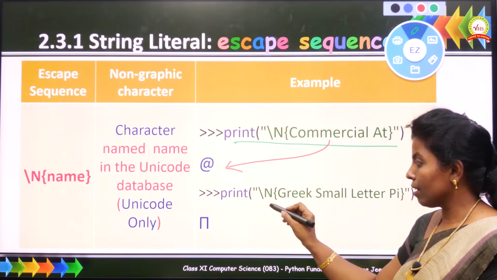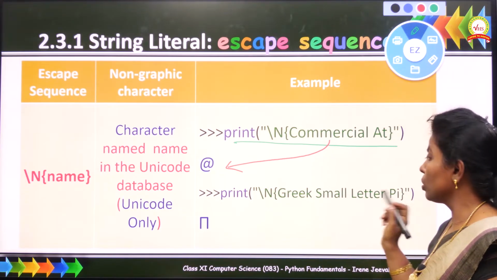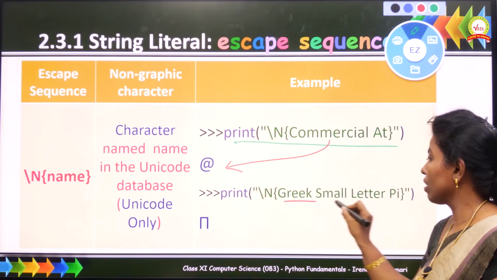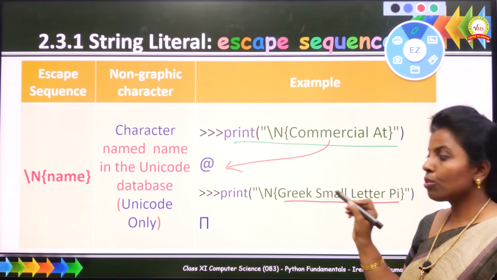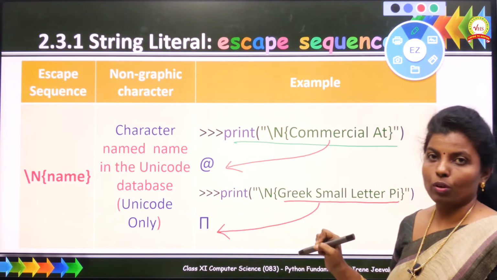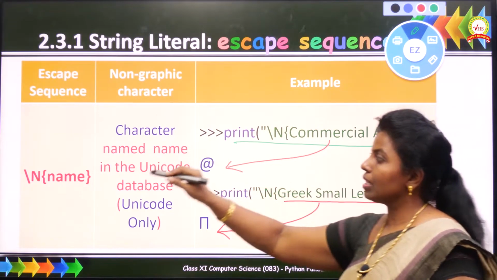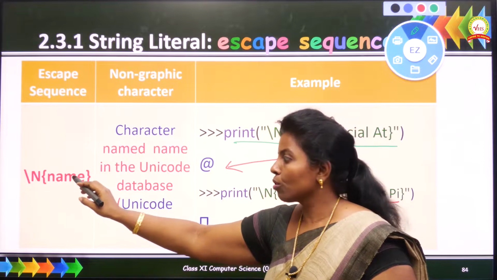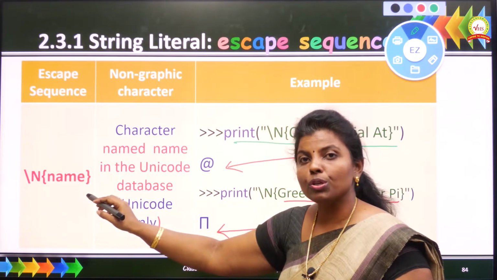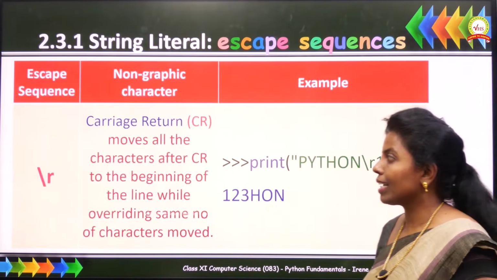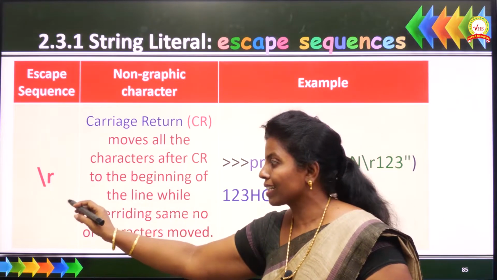Again here there is another example. Within double quotes we have started with \N. Within curly braces we have given Greek small letter pi. So this Greek small letter pi has been printed as a character over here. So this is the purpose of this escape sequence \N and within curly braces name. So in place of a name we have to give the Unicode character name, right? Next let us move on to the next escape sequence, which is \r.